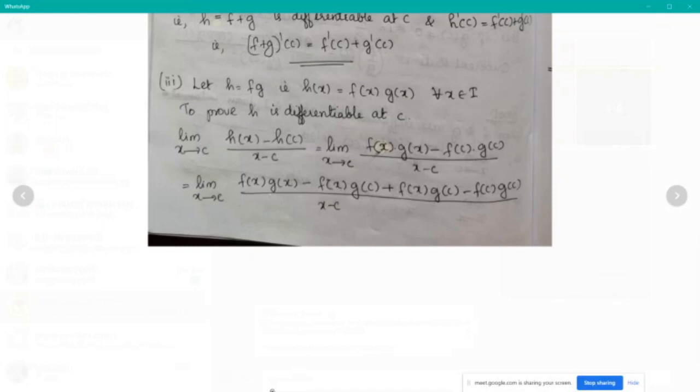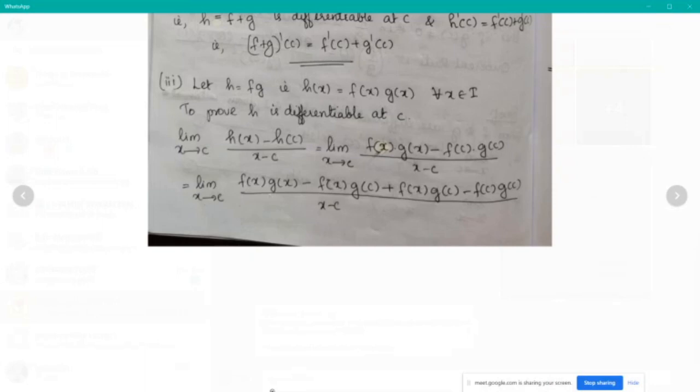അപ്പോൾ ആദ്യം നമ്മൾ limit x tends to c, f of x into g of x എന്നുള്ള ടേം കഴിഞ്ഞിട്ട് ഈ ടേം സബ്ട്രാക്ട് ചെയ്യുന്നു, minus f of x into g of c, എന്നിട്ട് അത് ആഡ് ചെയ്യുകയും ചെയ്യുന്നു, plus f of x into g of c minus the term f of c into g of c, which is already there in the numerator.